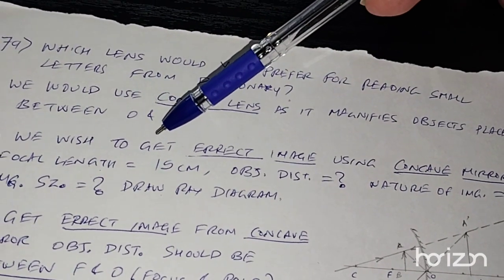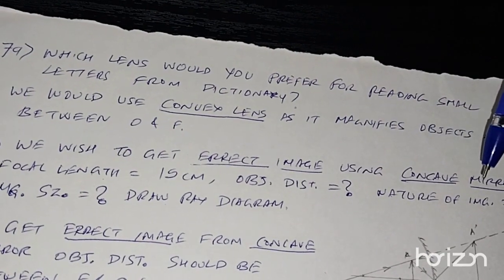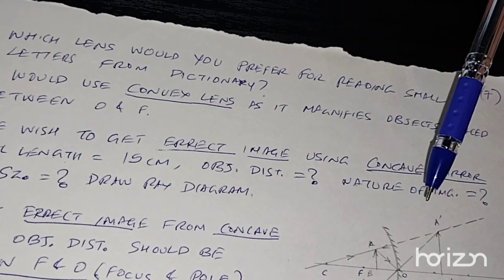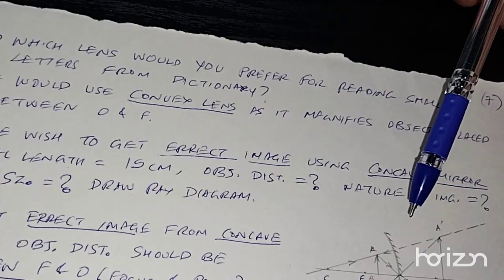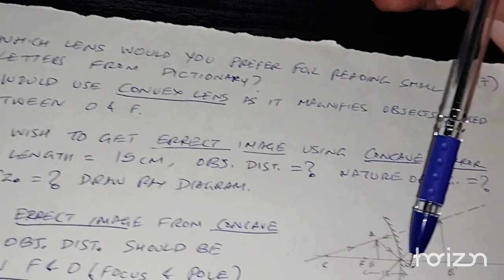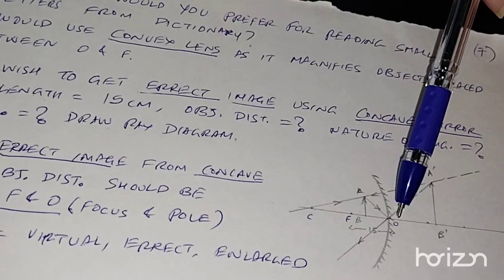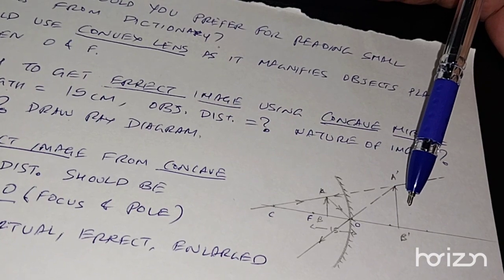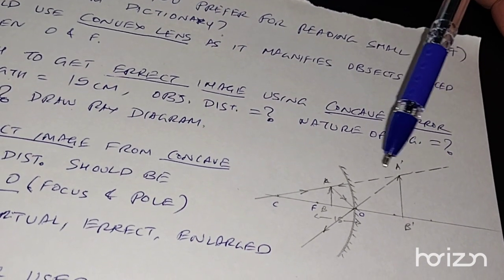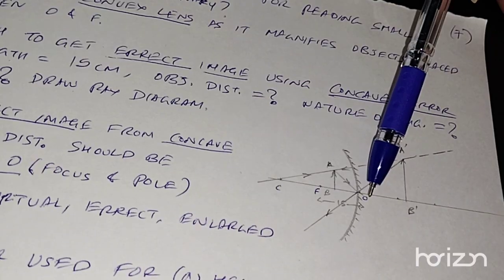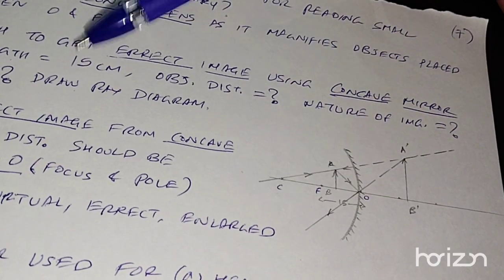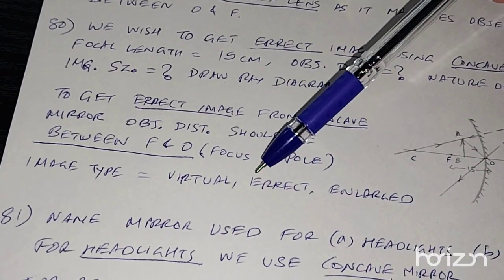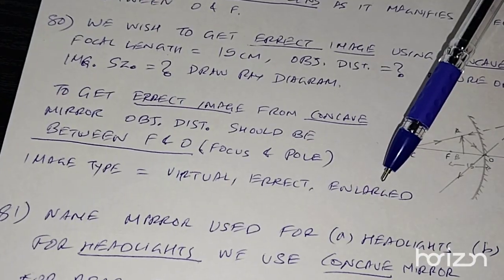We wish to get an erect image using a concave mirror of focal length 15 centimeter. What should be the object distance? What is the nature of the image? From the ray diagrams which you have studied before, if you place the object between the pole and the focal length of the concave mirror, only then will you get an erect image. So the object should be between f and O. The image type will be virtual, erect, and enlarged.